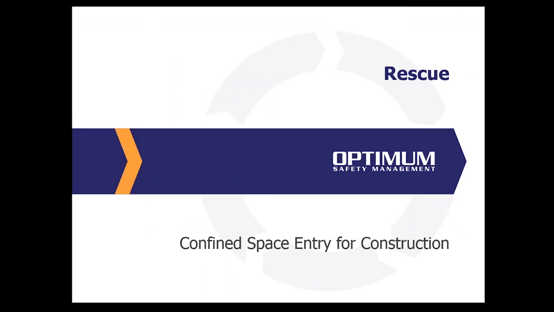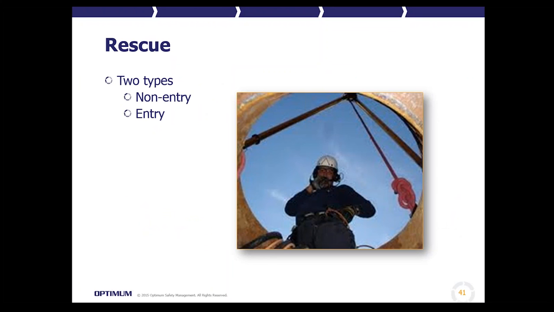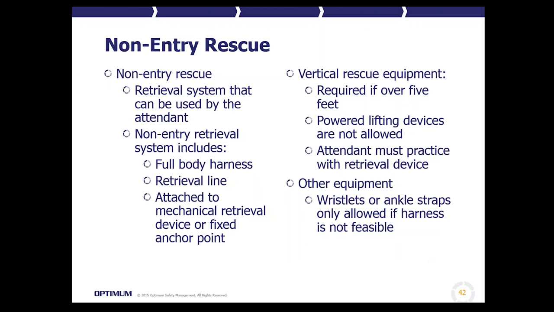Well, that takes us right to rescue. So what do we need for that? Well, there are two different types of rescue. One is non-entry and the other being actual entry into the space to perform rescue. So when we look at non-entry rescue, obviously this is the preferred method because we want to be able to get a guy out of a space without having to send anybody else in to be, again, subjected to those same hazards. So non-entry rescue is the best thing that we can do.